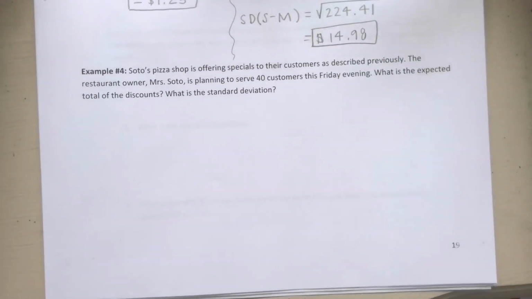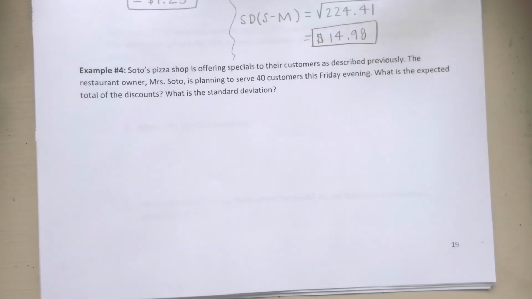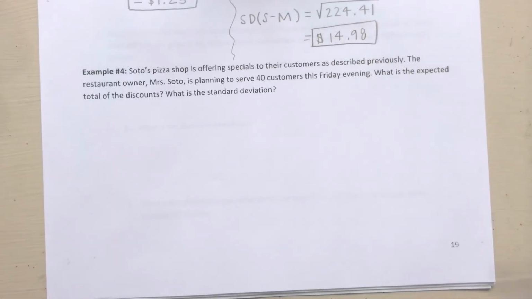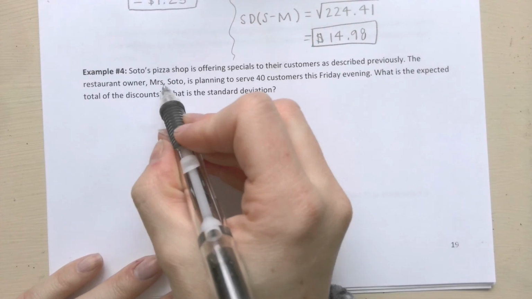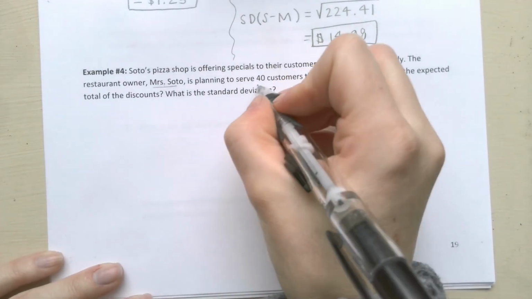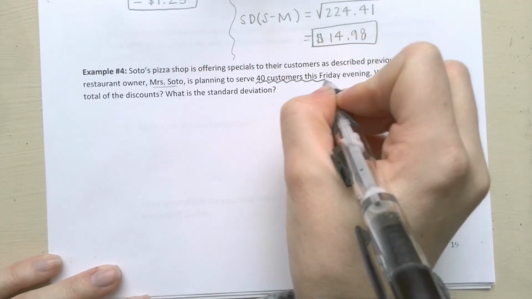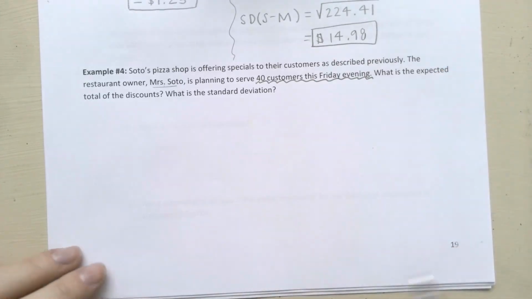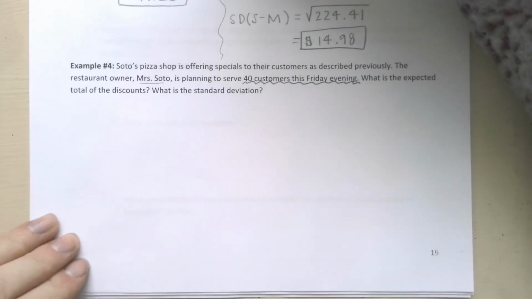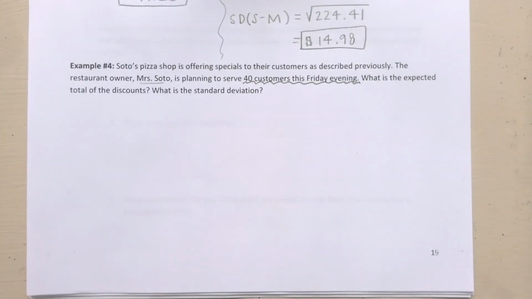So example 4 says, Soto's Pizza Shop is offering specials to their customers as described. The owner, myself, is planning to serve 40 customers this Friday evening. It's going to be a crazy Friday at Soto's Pizza Shop. We want to find the expected total of the discounts and that standard deviation.